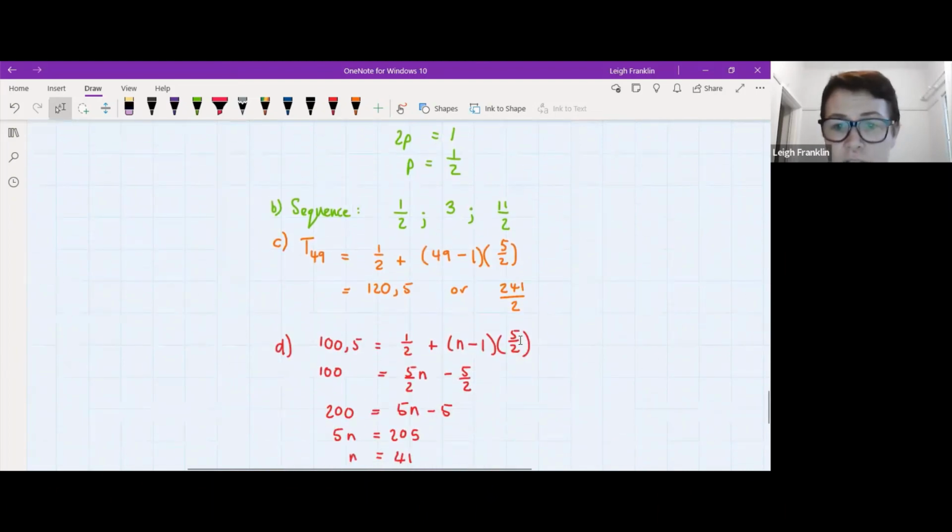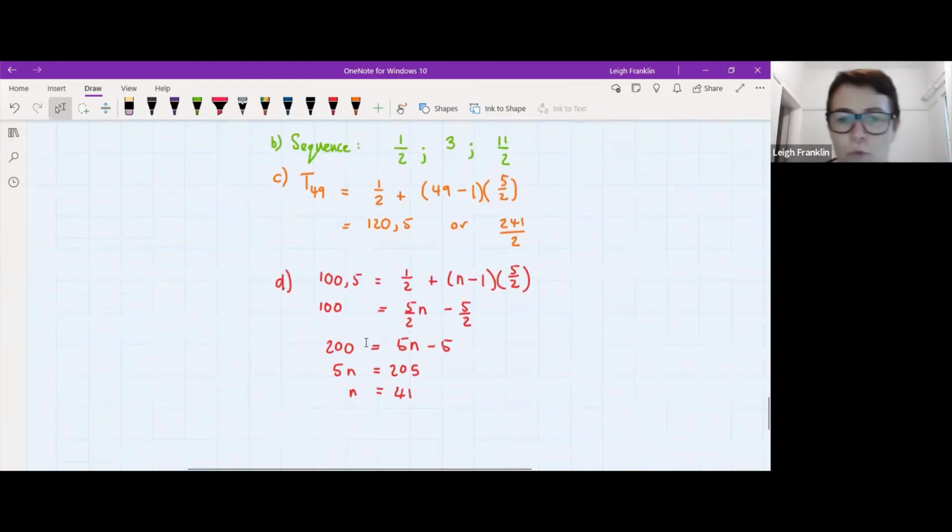Question C, they asked us for the value of the 49th term. So I got 120 and a half. And then the last question, which we didn't actually see, it was hiding there at the bottom. They wanted to know which term in the pattern was equal to 100,5. So we would have subbed in as so and worked it out to be 41.